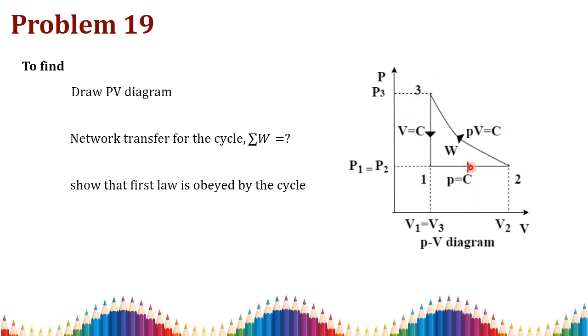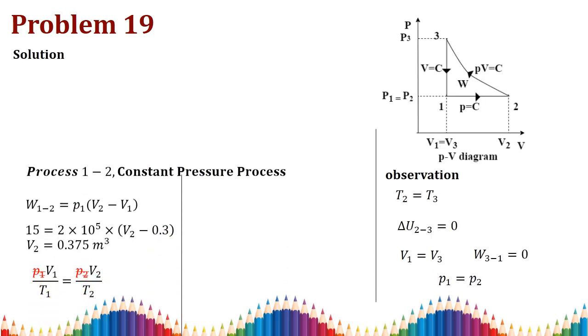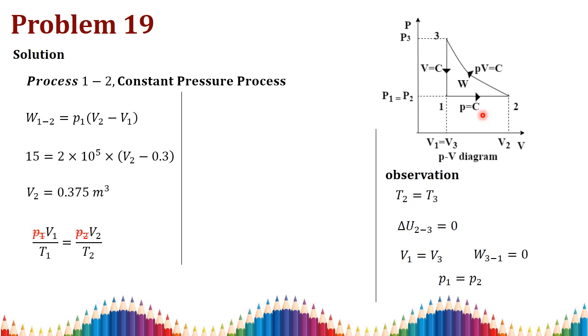Here pressure is constant, here temperature is constant, and here volume is constant. With this we need to find out the work done, that is, the area under the curve for this cycle. Also, we have to check that the net heat transfer is equal to the net work transfer in this problem. These are all the observations I have marked from this diagram.